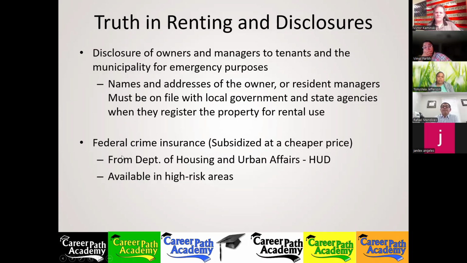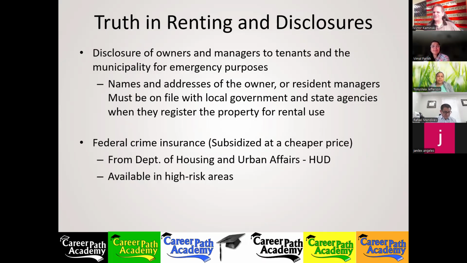We also need to make sure that the tenants in high crime areas are aware that federally subsidized crime insurance is available for them through HUD. Now, what is a high risk area? Where they have high risk crimes. Is this subjective now? Or is there an actual guide on where the high risk area is? Where can I find a high risk area? Where can I see a map somewhere?